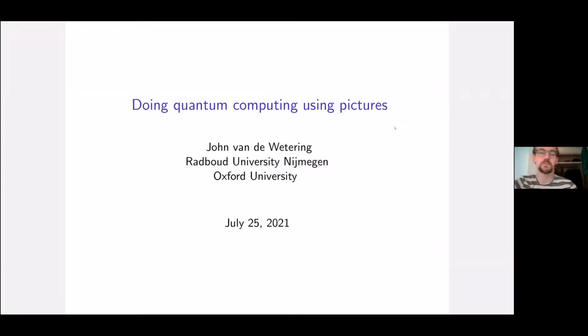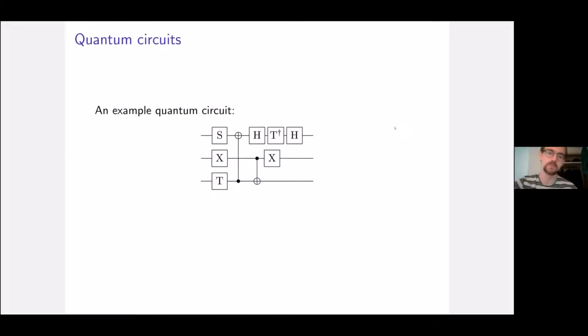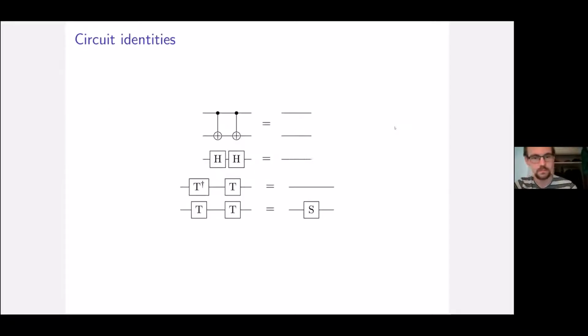So the idea is that we want to do quantum computing using certain types of pictures. Now, why do I want to do that? Well, I think all of you here are familiar with quantum circuits, and these are these things that go from left to right. We have gates on them, which are usually labeled by some name, like no specific gate, and these are quite useful. They're used a lot, right?